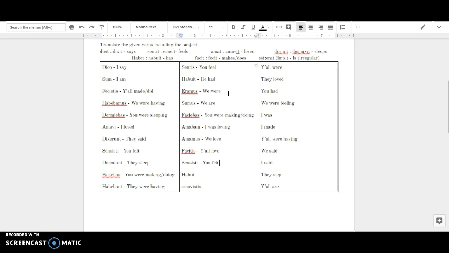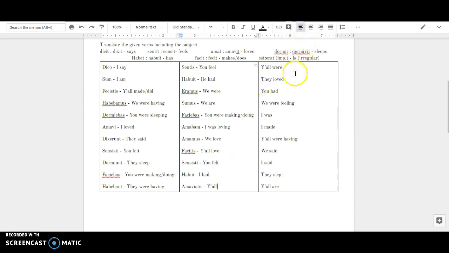In the perfect form, you have the S in amavisti, making it perfect tense. We have here habui, which ends with an I. We know it's I, and we also know that makes it perfect tense. That U also makes it perfect tense. So I had. Amavistis, that V makes it perfect. The istis makes it y'all.